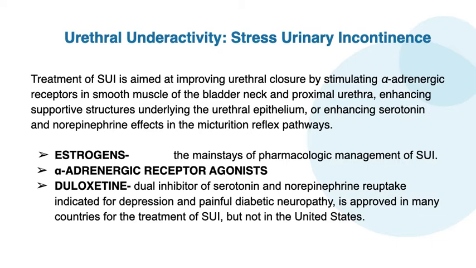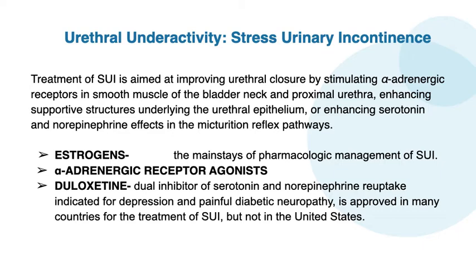For the treatment of stress urinary incontinence, this treatment is aimed at improving urethral closure by stimulating alpha adrenergic receptors in smooth muscle of the bladder neck and proximal urethra, enhancing supportive structures underlying the urethral epithelium, or enhancing serotonin and norepinephrine effects in micturition reflex pathways. Among the treatment, we have estrogens, which are the mainstay of the pharmacologic management of stress urinary incontinence.